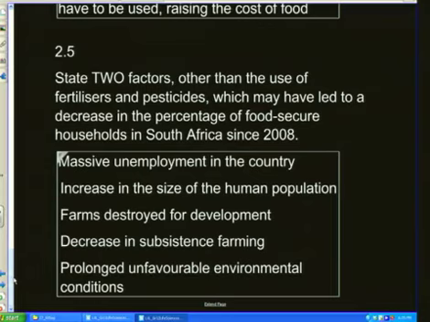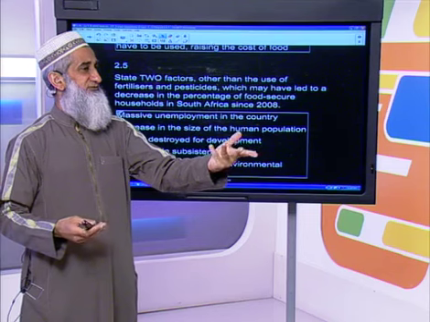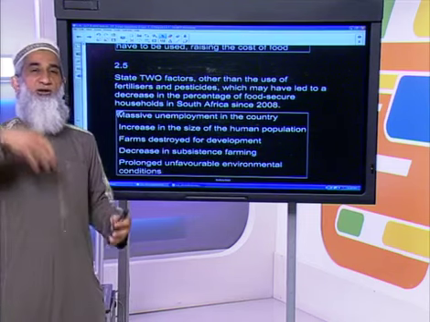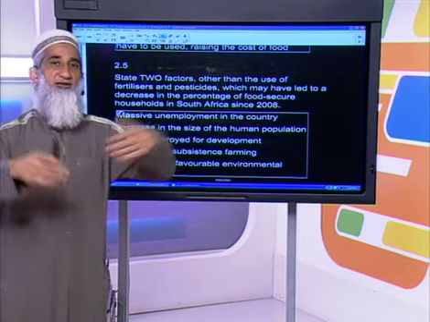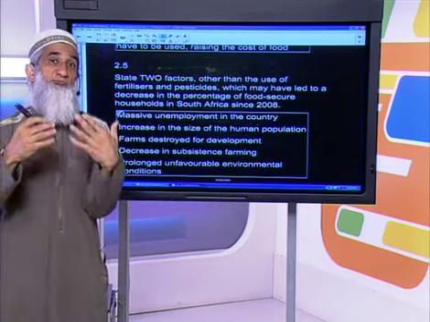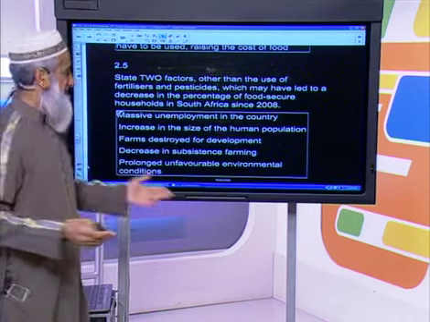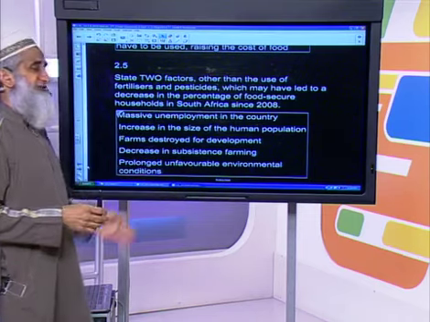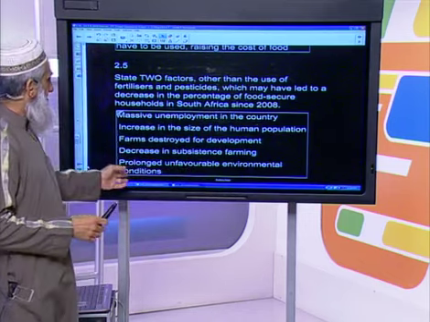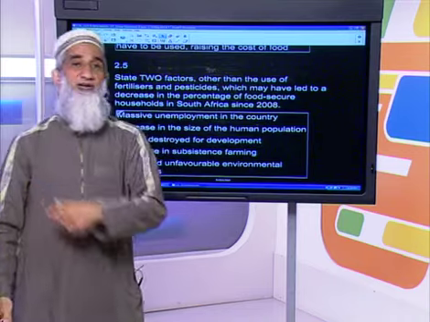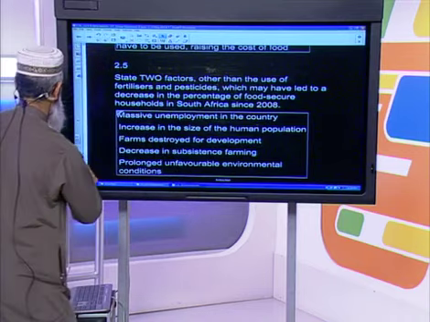Farms destroyed for development. In other words, what we were talking about in the car earlier. Yes, people building houses. We want to build houses, shopping centers, malls, etc. So now there was a farm there, now there's houses there. So that was supplying food. Now that place is not going to supply food anymore. Decrease in subsistence farming. Again, poor farming methods coming in. Could there also be monoculture there? Good. Okay, monoculture coming in there. And your first one there, unfavorable environmental conditions because of climate change. Excellent, guys. I like that.